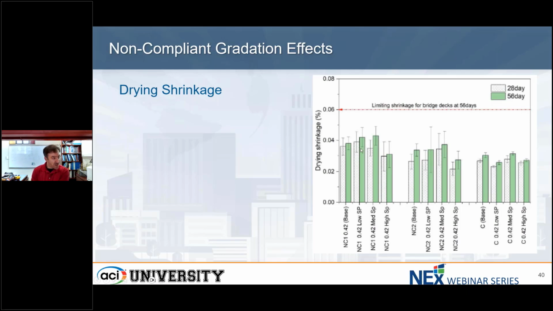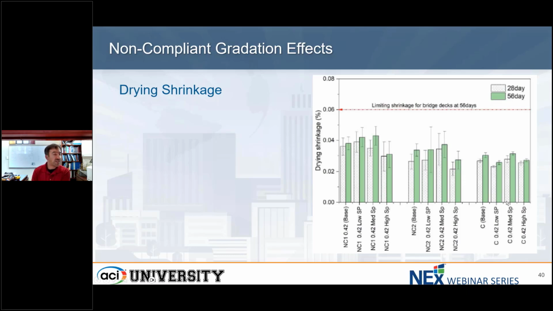Okay, there's drying shrinkage present, but we're pretty good if we're thinking about a bridge deck. We're still under that. NC2 is when the gradation was too coarse. We're still good. I mean, we got a lot of variability, though, in our measurements here. You see in both the too fine and too coarse, the error bar is pretty big.